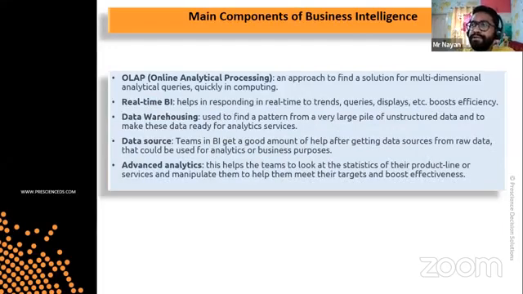Now, since we have gone through business intelligence, we need to know what the main components of BI are. First, you need to understand OLAP. OLAP stands for online analytical processing, an approach to quickly answer multi-dimensional analytics queries in computing. It means whatever online transactions are happening right now come under OLAP, with the analytical queries that you are firing.